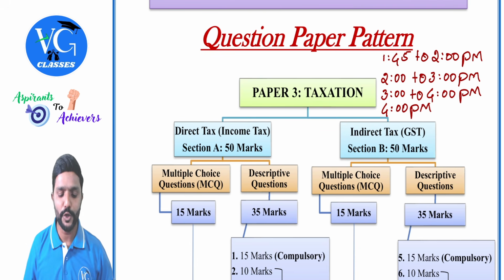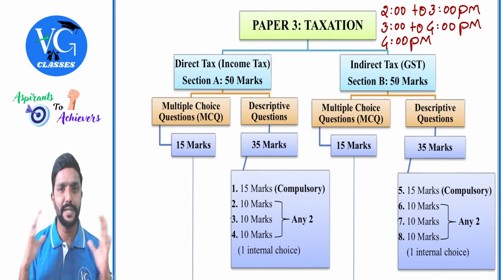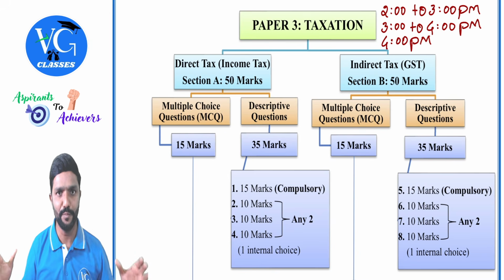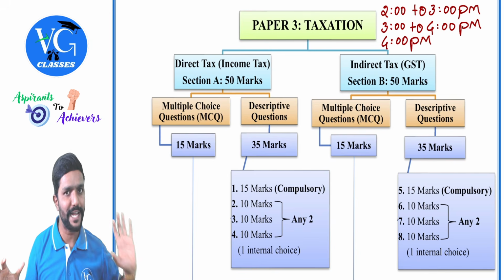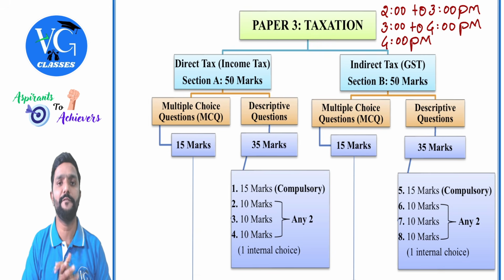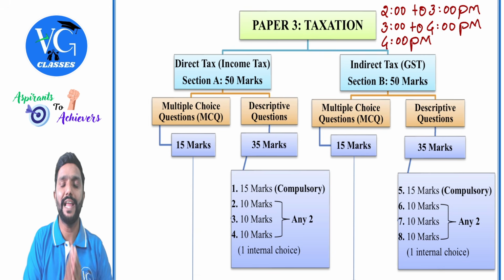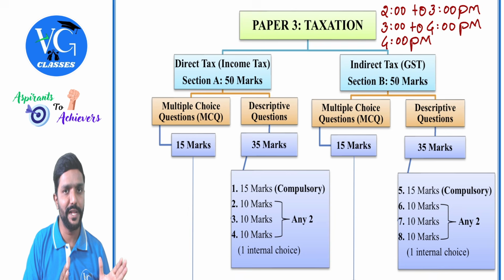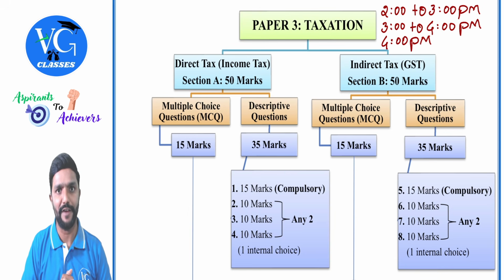Yes. Now coming to the question paper pattern, guys, overall taxation is for 100 marks, which will have two parts. Section A, which covers direct tax for 50 marks, and Section B, which covers indirect tax, that is GST, for 50 marks. Each section will have a multiple choice component for 15 marks and a descriptive component for 35.